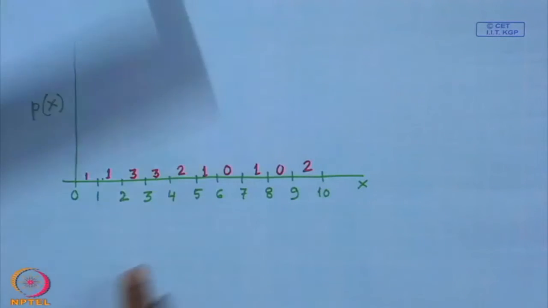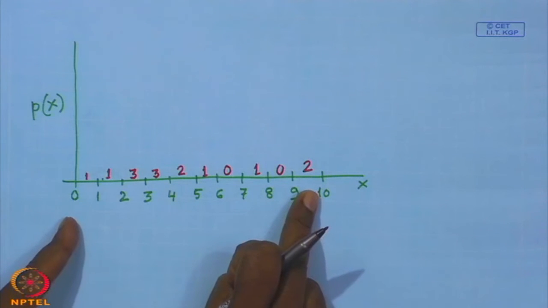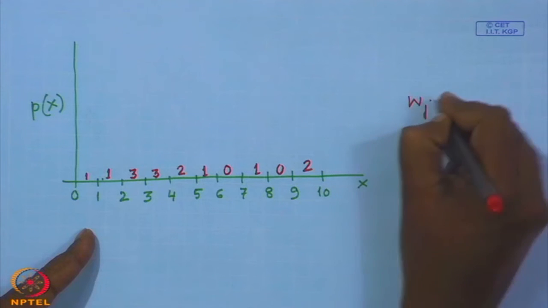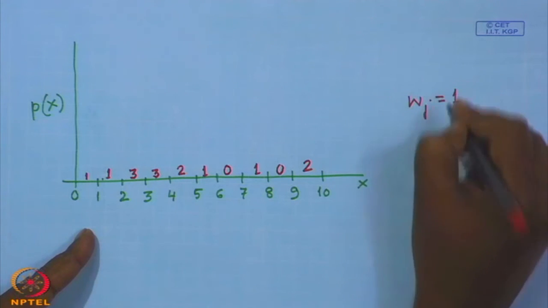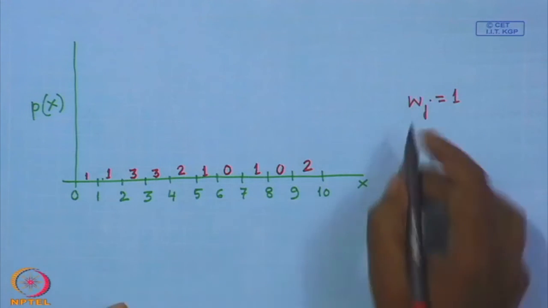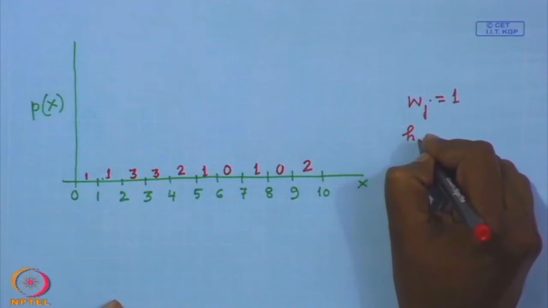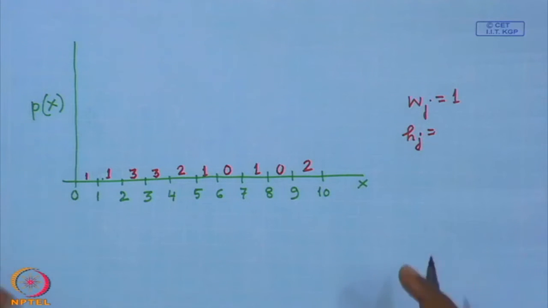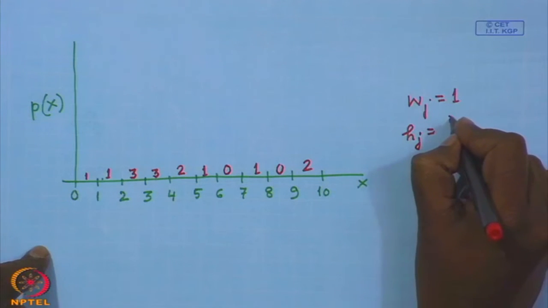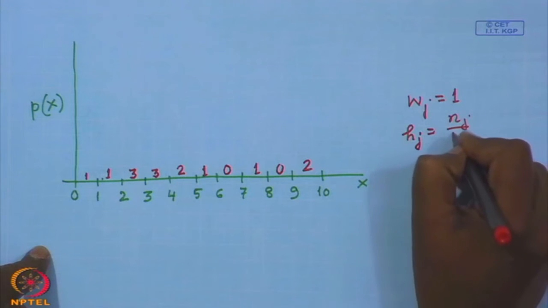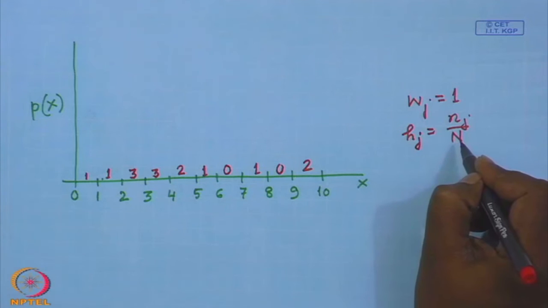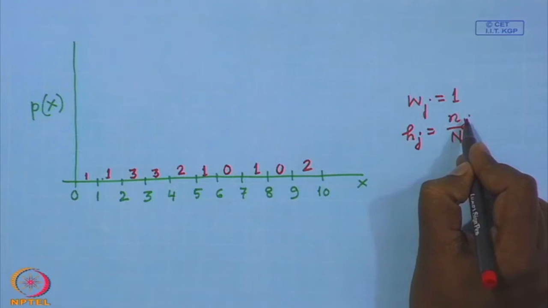So, naturally, given this sort of situation, you find that here W j, that is the width of the bin, is equal to 1. So, what I will have is h j, that is the height of the probability density function or the probability density estimate, will simply be equal to n j by n, where n is the total number of samples as we said before, and n j is the number of samples falling in that bin.